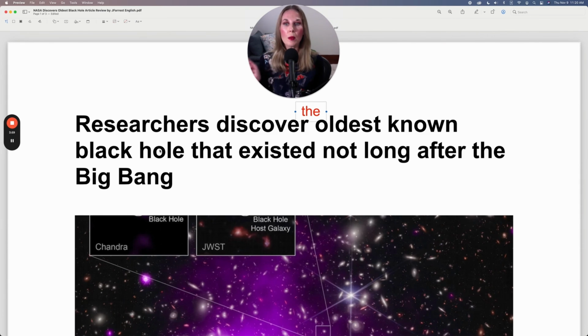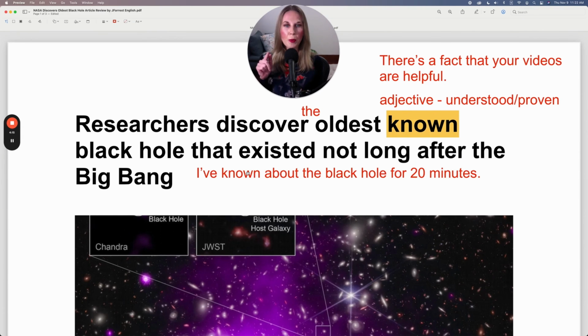The oldest black hole. Now, known in this case is not functioning as a verb. For example, I've known about the black hole for 20 minutes. I put that example here. So in this case, it's the verb know, but it's in the participle form. I've known about the black hole for 20 minutes. But in this case, known is an adjective. It means understood or proven.